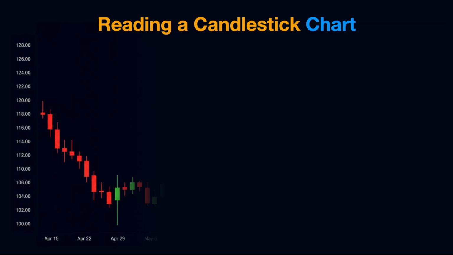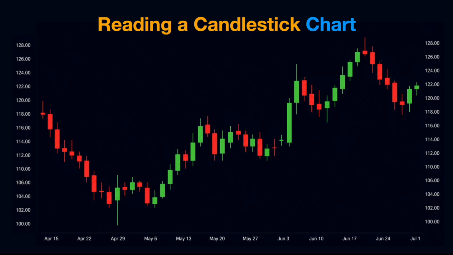Now, let's take a look at how to read a candlestick chart and understand what this candlestick chart is showing us overall. This example chart shows price movement from around April 15th to July 1st of a hypothetical company for a hypothetical year. The horizontal x-axis shows the dates, so we can follow how the price changed over time. The vertical y-axis shows the price level. In this example, it is starting near $100 and going up to around $128. Each candle represents the price movement for one trading period.